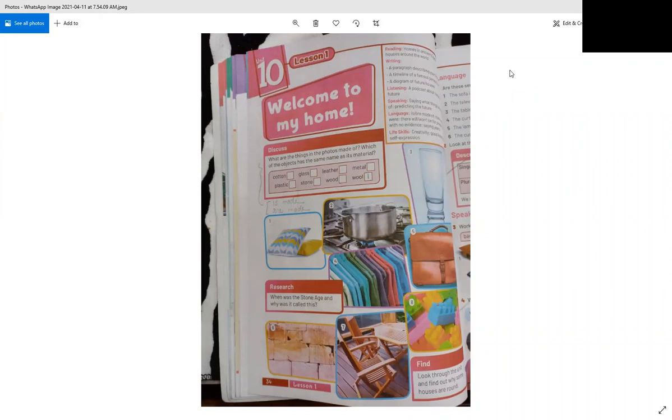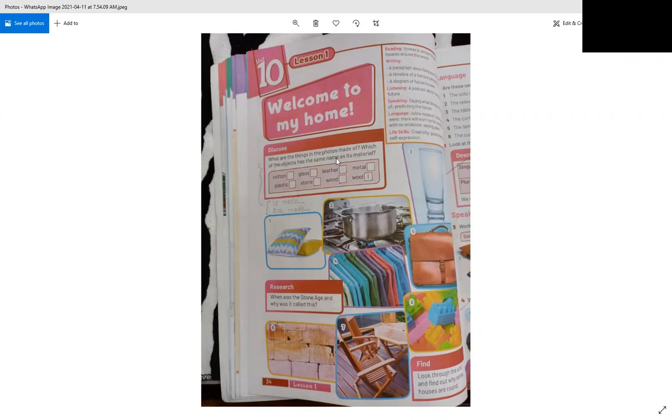Good morning, everybody. Now we're going to start teaching Unit 10. And the title of the unit is Welcome to My Home. As you see here, we have many pictures, and all of them are found in our homes. Now, let's look at this box.